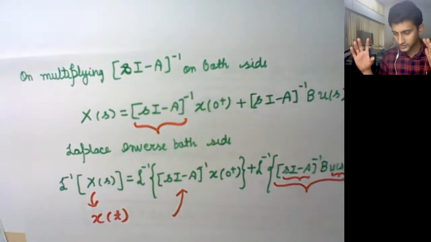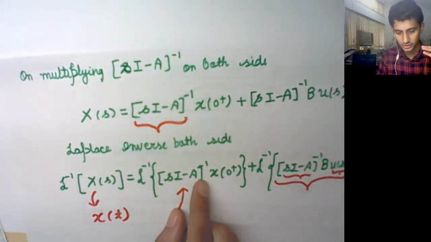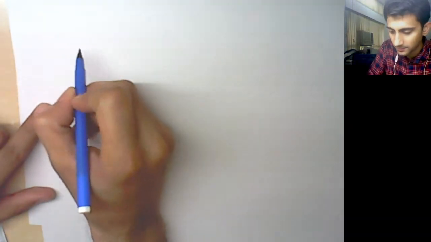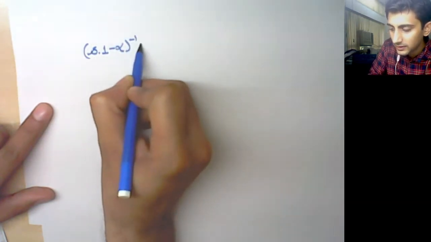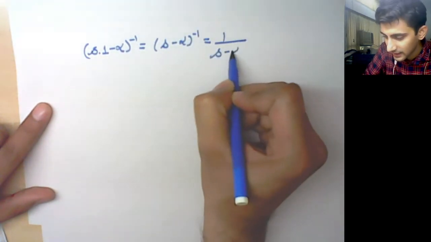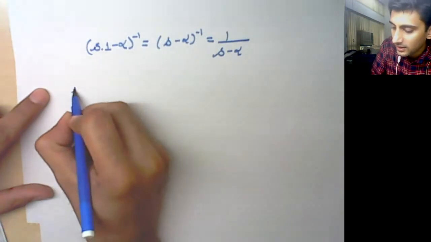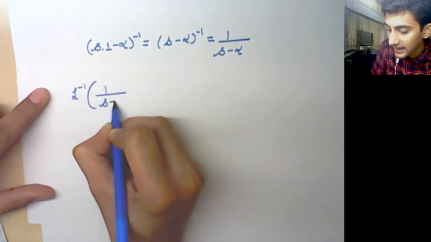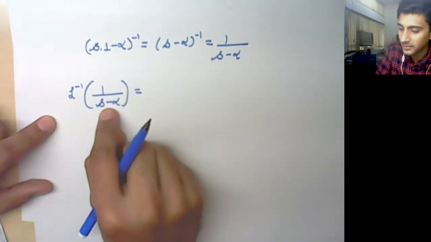First of all, let us focus our attention on this (SI minus A) inverse. So if it would not have been a matrix system, if it would have been a scalar system, then you know that if I have some (S times 1 minus alpha) inverse, which I can write as (S minus alpha) inverse, which I can also write as 1 upon S minus alpha. Okay. And then if I would have asked you what is going to be the Laplace inverse of 1 upon S minus alpha, you know that it is something shifted on the S axis with minus alpha value.